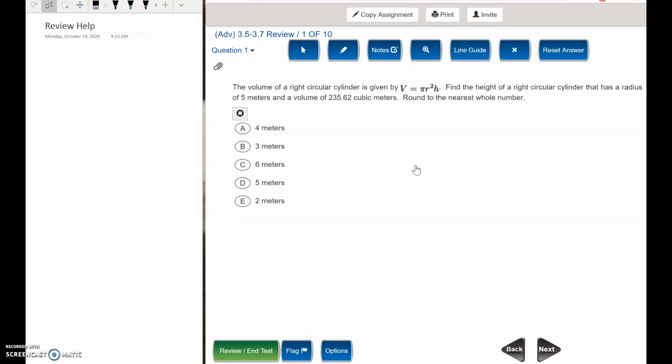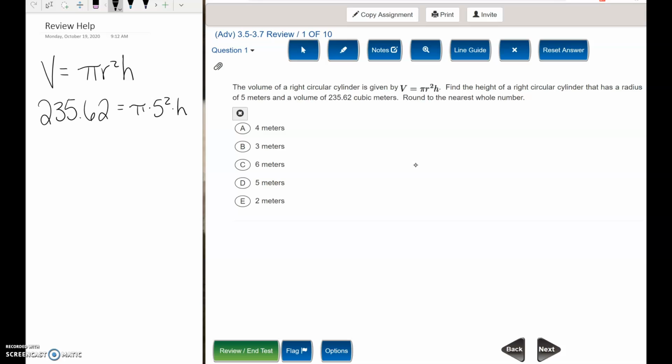The volume of a right cylinder is given by the formula V equals pi r squared h. Find the height of the right circular cylinder that has a radius of 5 meters and a volume of 235.62 cubic meters. Set it at a radius of 5.